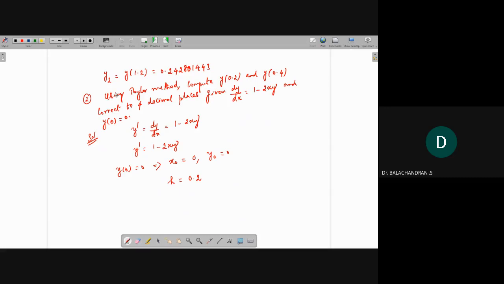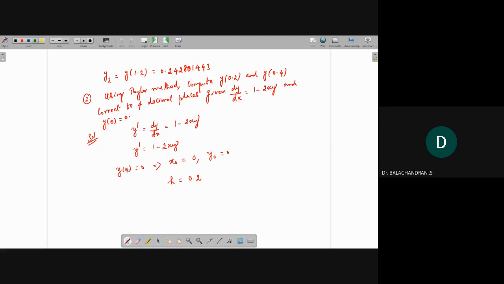The second problem is also the same idea. Using Taylor's method, compute y at 0.2 and y at 0.4, correct to four decimal places, given that dy by dx is equal to 1 minus 2xy and y of 0 equal to 0. I will just tell how to find y of 0.2. The same procedure you need to apply for y of 0.4. So y dash is equal to dy by dx, that is 1 minus 2xy.